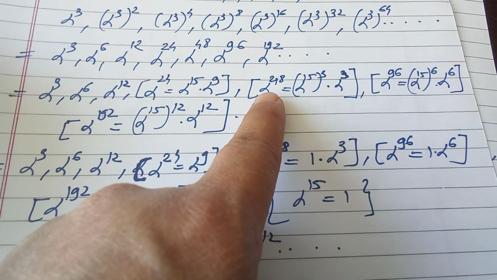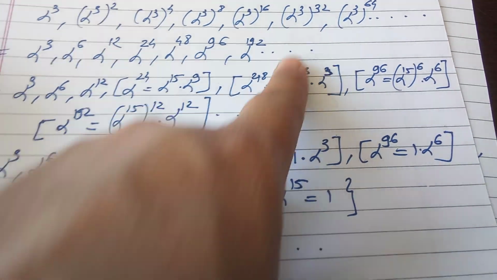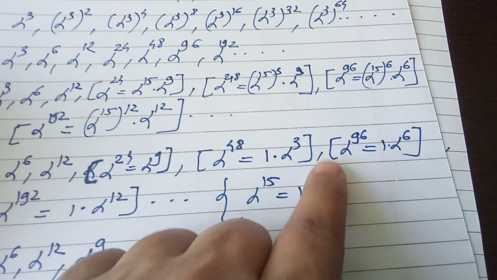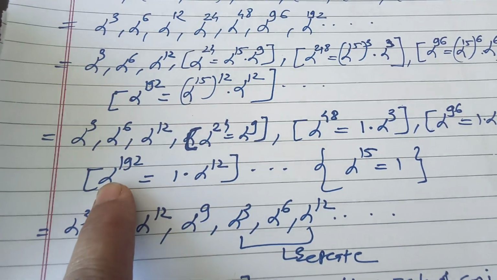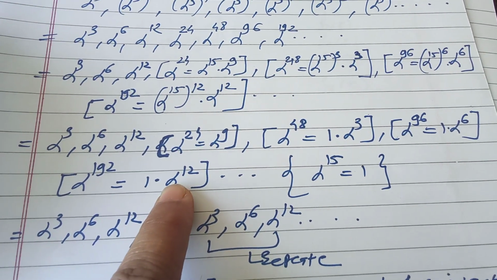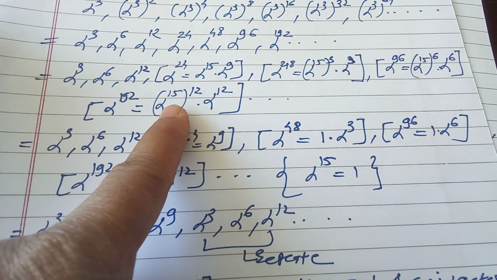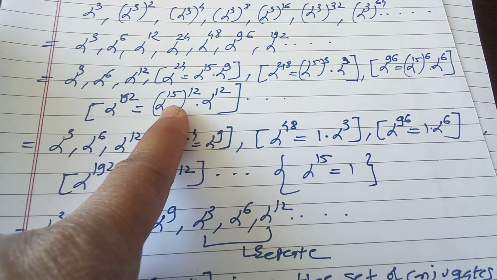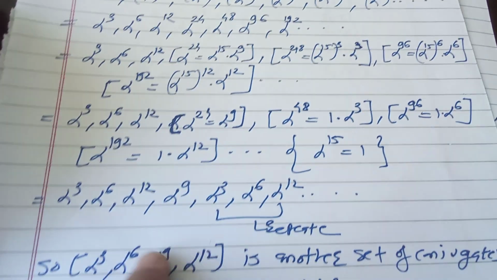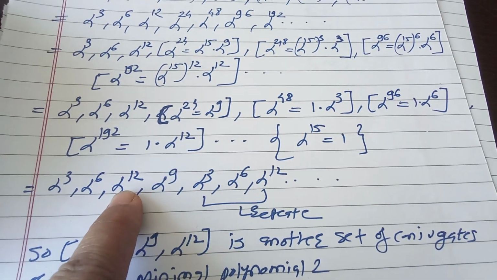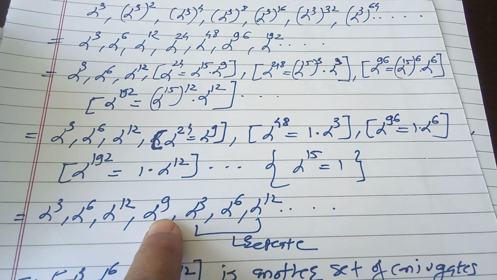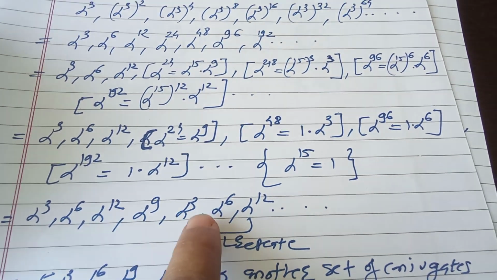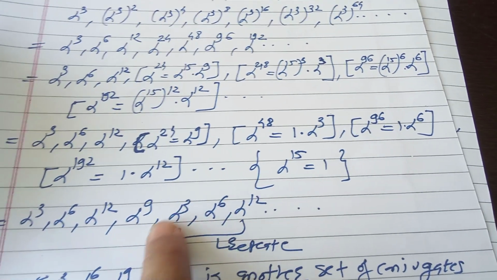Alpha 48, this is equal to 1, so that is alpha 3. Alpha 96, this is equal to 1, so alpha raised to 6. Then alpha 192 is equal to alpha 12, because this is equal to 1. Alpha 15 is 1, 1 raised to 12 is 1. So you will get alpha 3, 6, 12, 9. Alpha 24 is 9. Then again you are getting 3, 6 and 12, that means it is repeating from this.